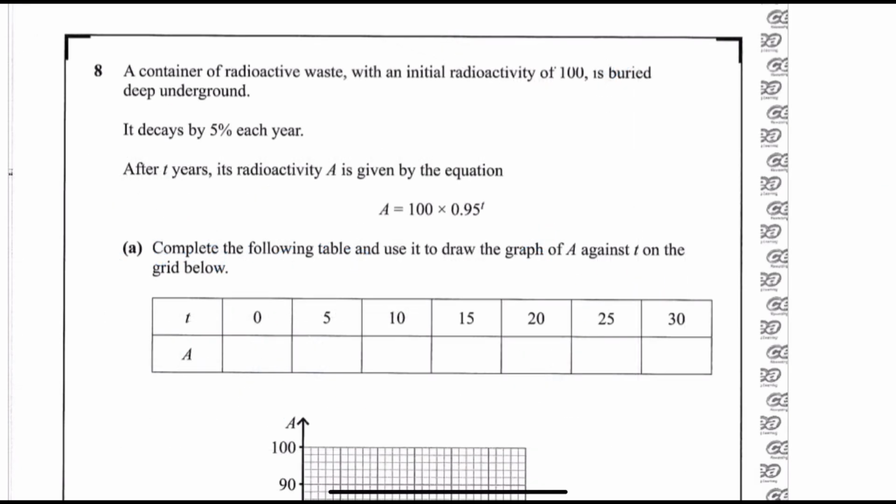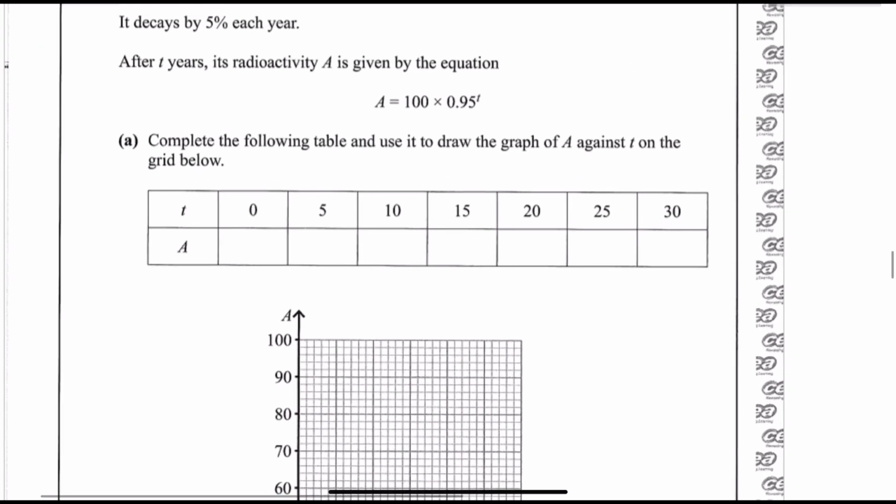Question 8 says, a container of radioactive waste with an initial radioactivity of 100 is buried deep underground. It decays by 5% each year. After T years, its radioactivity A is given by the equation A equals 100 times 0.95 to the power of T. Complete the following table and use it to draw the graph of A against T on the grid below. So there's your grid.